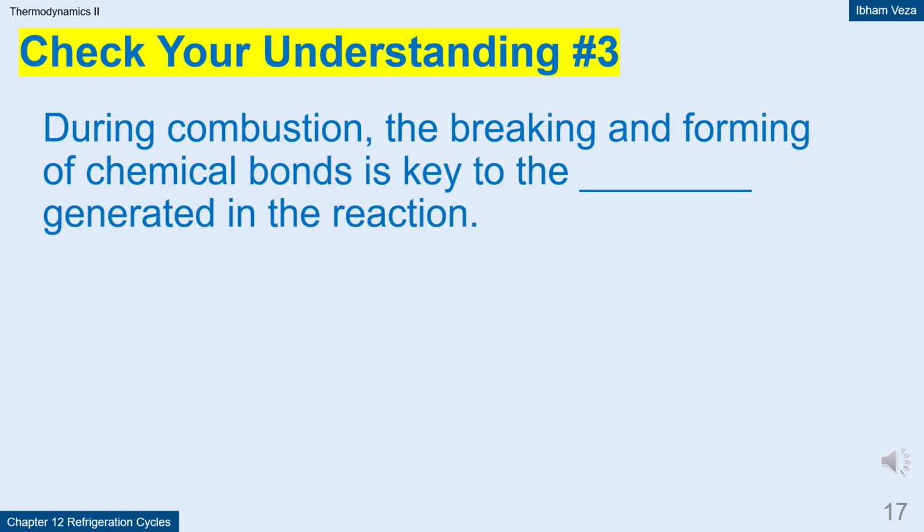Check your understanding. Number 3. This part reinforces that heat comes from breaking and forming chemical bonds. Its purpose is to strengthen the link between chemical reactions and energy release. No new concept is introduced here. This question is only a reinforcement of the previous concept. Therefore, this part is skipped in the main flow.